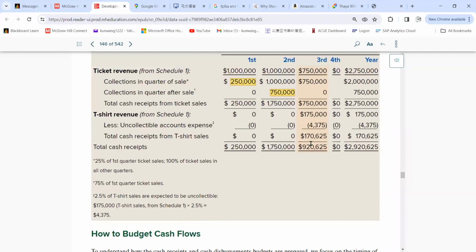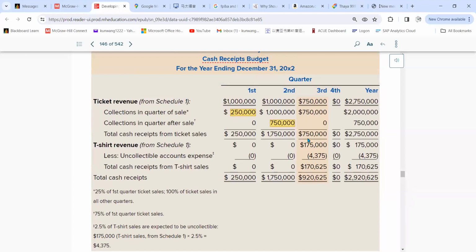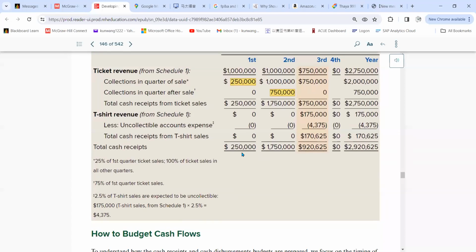We get a discounted cash amount for the t-shirt sale, plus the ticket sales cash receipt. So again, you see most of the cash comes in the second quarter, right? And it's really even in the third quarter and then the first quarter, we have about 3 million cash receipt for the whole budgeting period.